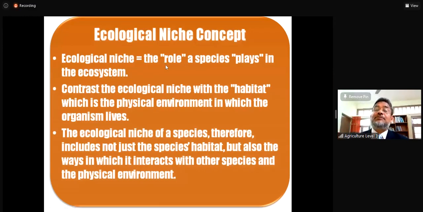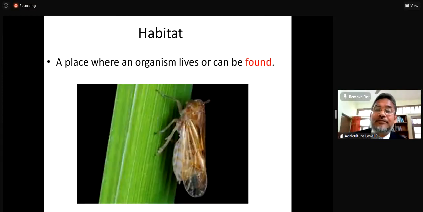So every species has a role. That role is called the ecological niche. For example, this is the previous slide. I have come back to the previous one. This insect is definitely playing a role in that area. What role is it playing? That is the ecological niche.